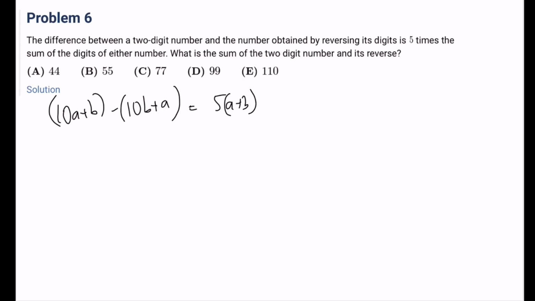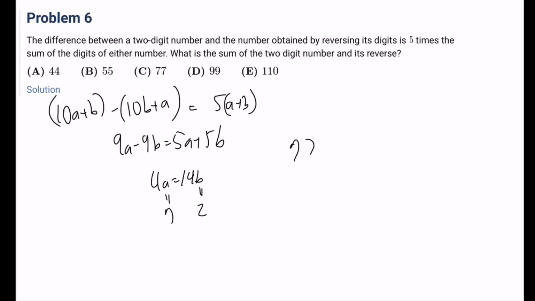And so this is going to give us that 9a minus 9b equals 5a plus 5b. Therefore, 4a equals 14b. And since a and b both have to be single-digit numbers, that means that a is going to be 7 and b is going to be 2. So our numbers are 72 and 27. And we want the sum, so 72 plus 27, that's going to give us 99. And there's our answer. It's 99.